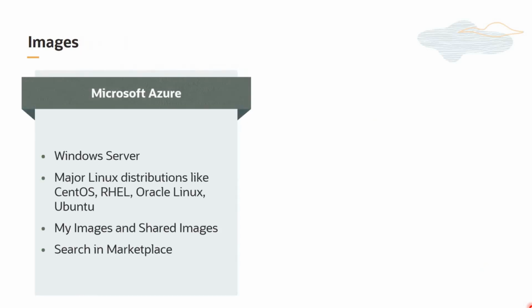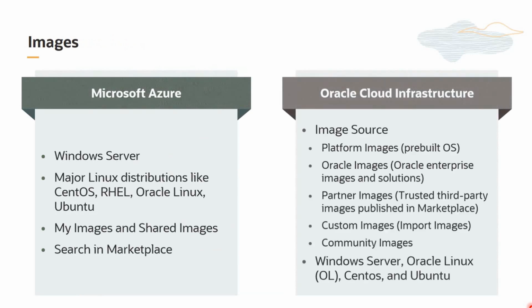When it comes to images, both Azure and OCI support Windows Server and major Linux distributions. For OCI, there are several image sources. As you can see in the slide, the image can be a platform image, which is basically a pre-built operating system. Then it can be an Oracle image, it can be partner images that are published in Marketplace, or it can be a custom or a community image.